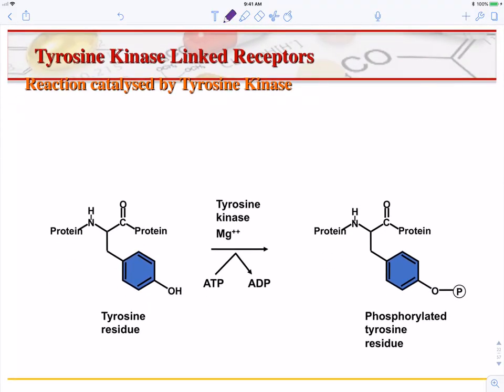What kind of reaction is catalyzed by tyrosine kinase? As the name indicates, the reaction catalyzed is the phosphorylation of tyrosine. Tyrosine contains a phenol group, so an OH, an alcohol on the aromatic ring, and in the presence of this enzyme, of magnesium and of ATP, we have a transfer of a phosphate group from ATP to tyrosine. And that is involved again in downstream signaling.